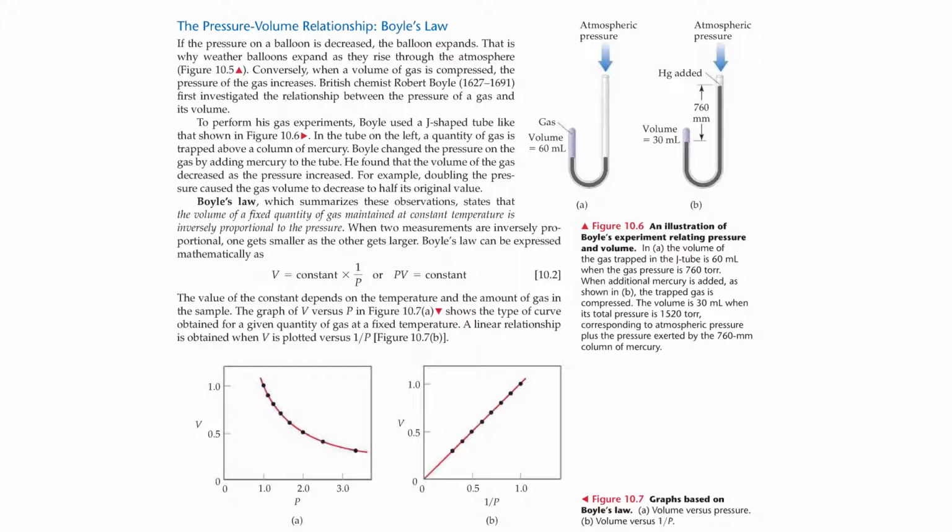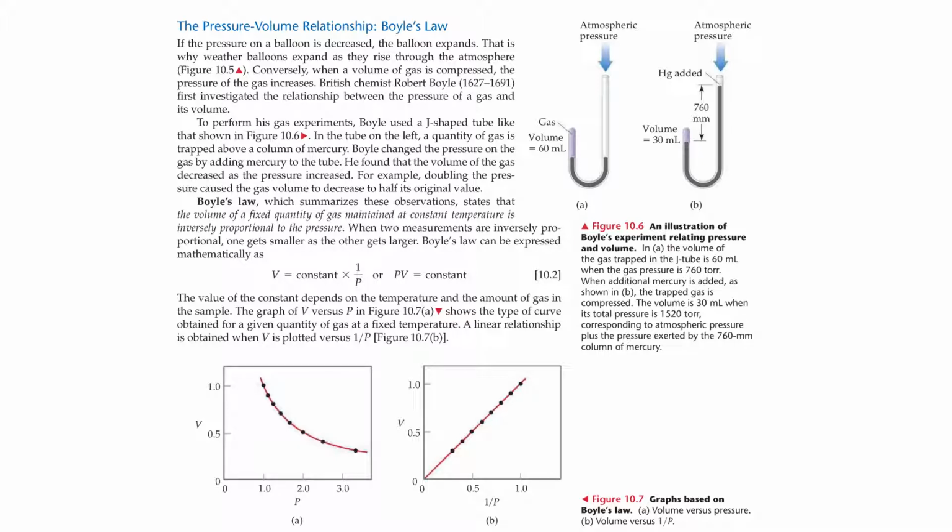Boyle's law, which summarizes these observations, states that the volume of a fixed quantity of gas maintained at constant temperature is inversely proportional to the pressure. When 2 measurements are inversely proportional, one gets smaller as the other gets larger. Boyle's law can be expressed mathematically as volume equals a constant times 1 over the pressure, or the product of pressure and volume is equal to a constant. The value of the constant depends on the temperature and the amount of gas in the sample.